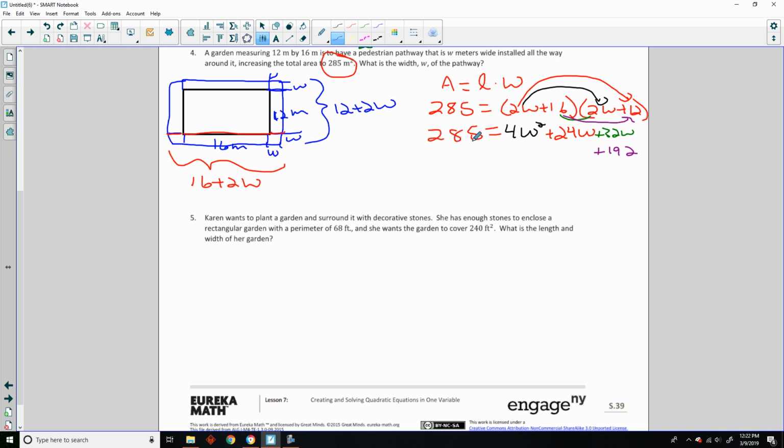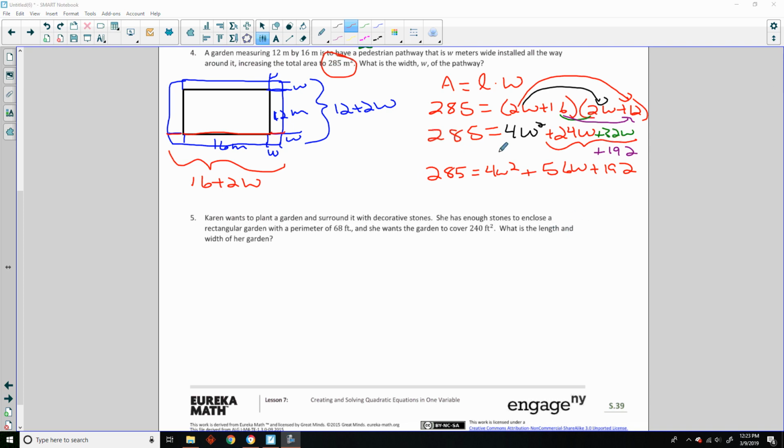Phone helps. So 285 equals 4W squared plus 24W plus 32W plus 192. Simplify. 285 equals 4W squared plus, combining my middle terms, 24 plus 32 is 56W, plus 192. Wow, big numbers.